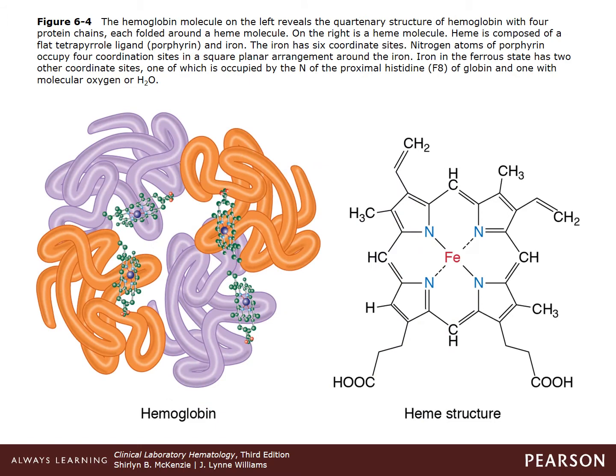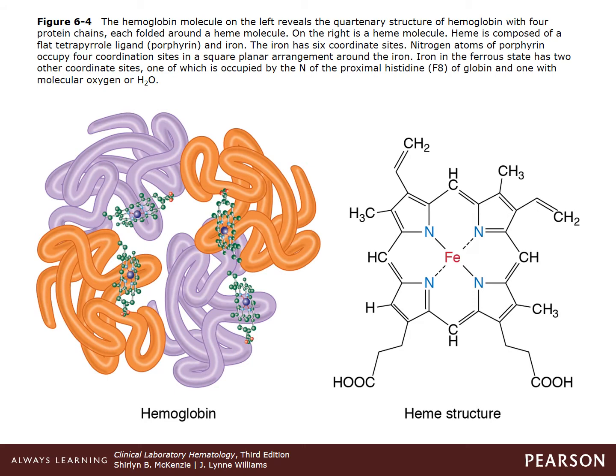Let's look and dissect the hemoglobin molecule. On the left, you see the quaternary structure of hemoglobin with 4 protein chains, and they're each folded around the heme molecule. They want to protect this molecule. So we have, again, 2 alpha and 2 non-alpha chains with the heme structure in the center. Now on the right is the heme molecule itself, which is the center of those globin chains, which is composed of a porphyrin and an iron in the center.